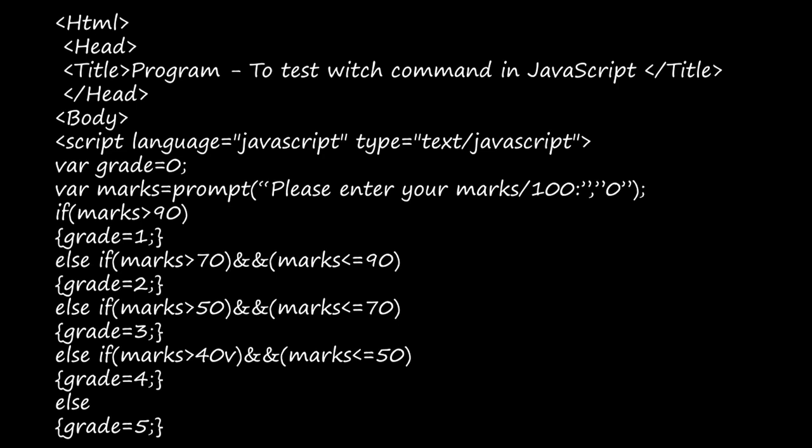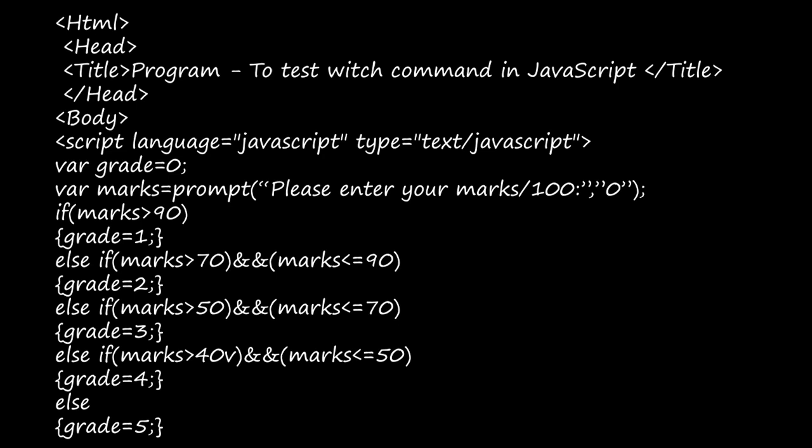Inside body tag, first line is to include JavaScript inside this HTML coding. For that, you have to use script tag, right? Inside script tag, we have two parts. First part is script language, and next part is type, right? Script language. What language we are inserting here? JavaScript, right? So script language is equal to, inside the double quotes, you have to mention JavaScript. Type is text, right? So type is equal to, inside double quotes, text slash JavaScript, right?